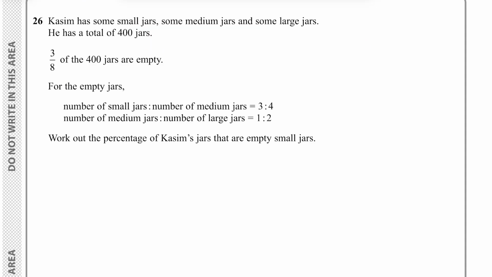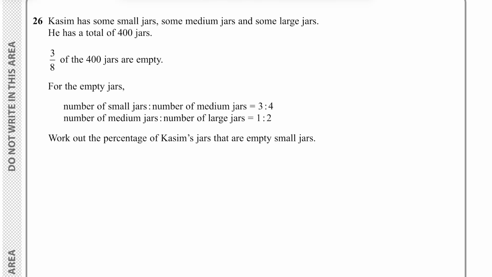Question 26. Kasim has some small jars, some medium jars, and some large jars. He has a total of 400 jars. 3/8 of the 400 jars are empty. For the empty jars, the number of small jars compared to the number of medium jars is 3 to 4. And the number of medium jars compared to the number of large jars is 1 to 2. Okay, we've got different ratios here. They want the percentage of Kasim's jars that are empty small jars. And look at this, this is a 5-mark question. See down there? So there's quite a lot of maths here.